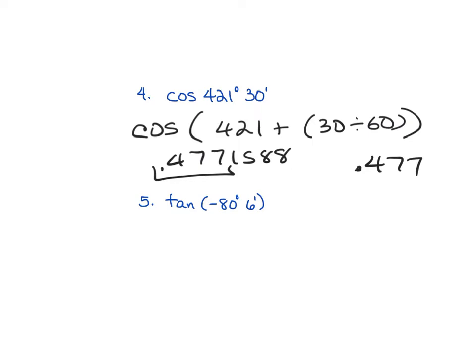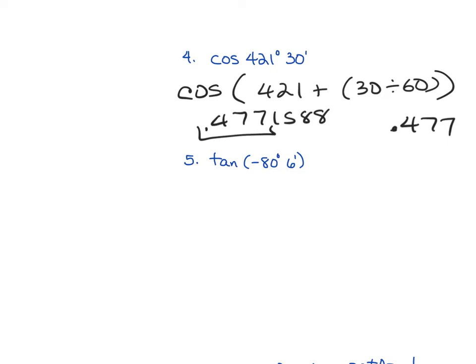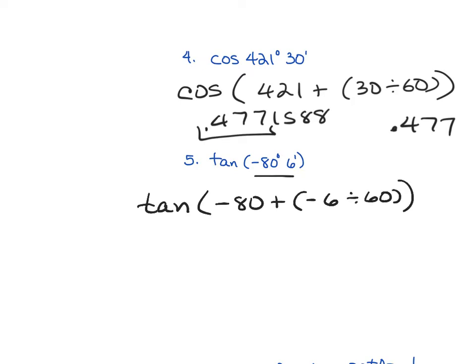Now, next one's tricky. Be very careful, and let me demonstrate what I mean by that. Notice this is a negative angle. When I go to convert those degrees and minutes into a decimal degree, I need to do tangent negative 80 plus, and then the minutes also need to be negative, divided by 60. Because if you don't make that 6 a negative, then your degree is going to turn into a negative 79 instead of a negative 80 point something. So make sure when you're combining the degrees with the minutes that you put the same sign on both.